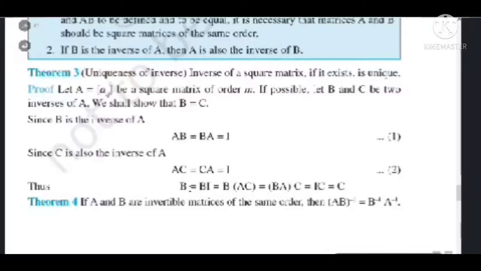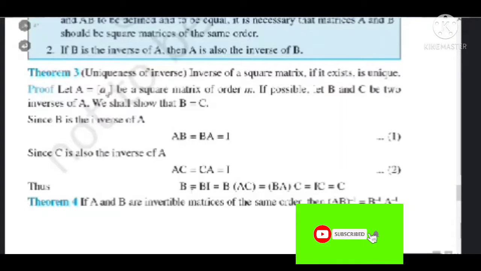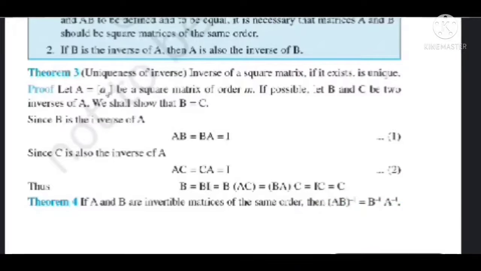Now you see, B equals B times I, the identity matrix. We can multiply the identity matrix with B, and the matrix will be the same, there will be no change. If we multiply the identity matrix with any matrix, the result will be the same. So here BI is there. Now, for I you can put AC.